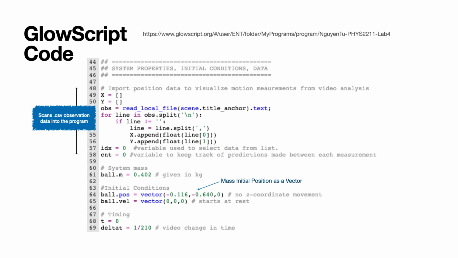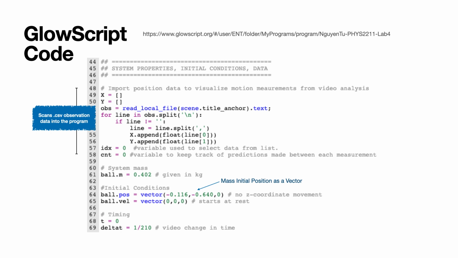Shown here is the GlowScript VPython code where the system properties and initial conditions are defined. Lines 48 to 58 scan this .csv observation data to be plotted in the position time graph shown earlier. Following assumption 3, the initial position of the mass has no z coordinate with an x component of negative 0.116 and a y component of negative 0.64.